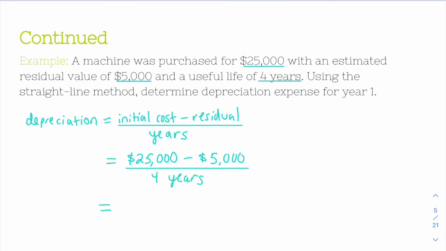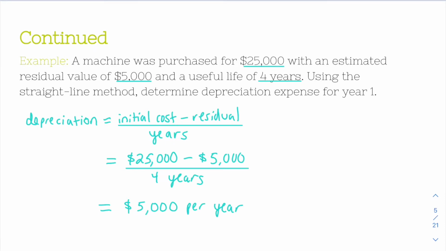So if we do that calculation, we will get $5,000 per year in depreciation expense, because that's your $20,000 up above divided by 4 years is $5,000 per year. So in year 1, the depreciation expense would be $5,000, but it would also be $5,000 for years 2, 3, and 4. And like I said, you can also use the straight line percentage method.